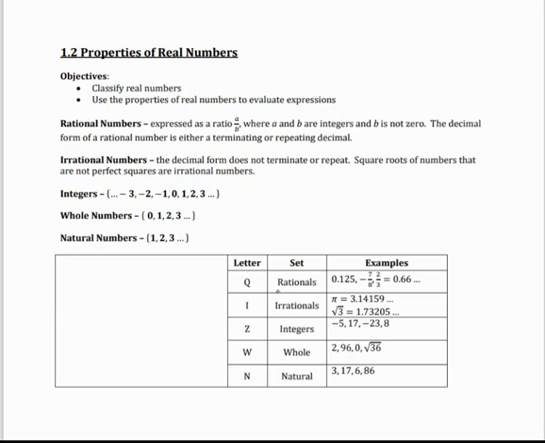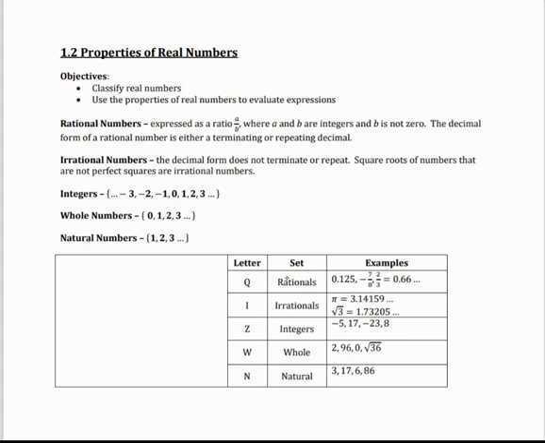Oftentimes, we are given letters to assign those. So you'll notice here, rationals uses a Q, because real numbers uses the R. So if you want to know the letters, you can. If you don't have those memorized, that's totally fine too. It's just a matter of whether you want to use them for shorthand.